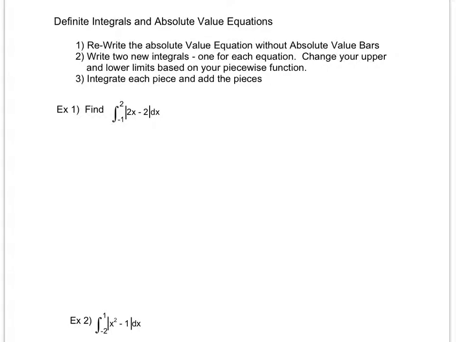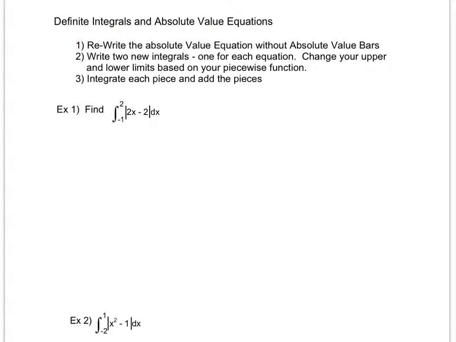Now that we've reviewed in class how to take an absolute value equation and turn it into a piecewise function without absolute value bars, we're going to look at how to take that new piecewise function and use it to help us evaluate a definite integral that involves an absolute value equation. So I've got some steps here.